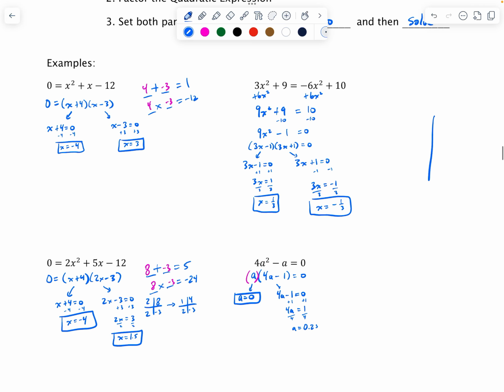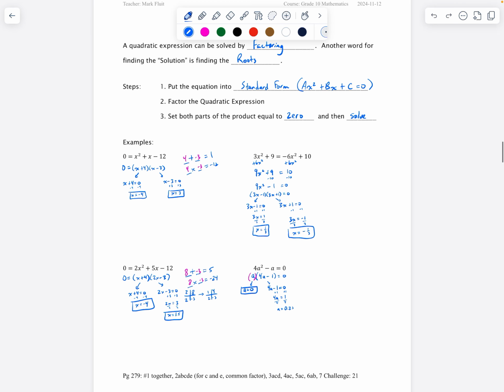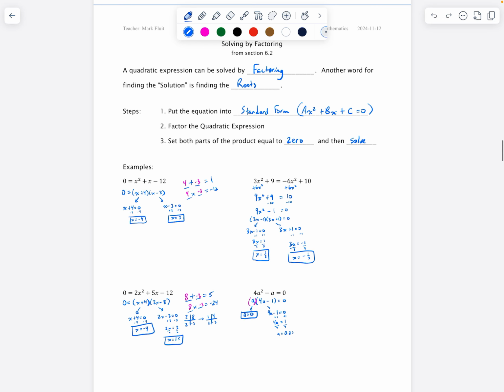And why this is different than a linear system is that this is quadratic. And so oftentimes there are two places on the graph where the graph equals 0. So this is how we'll use factoring in order to solve a quadratic equation.